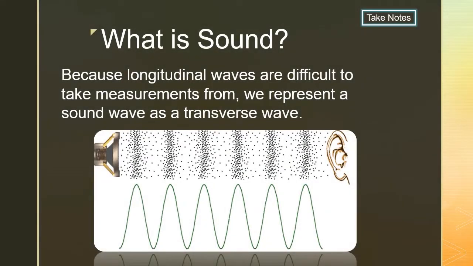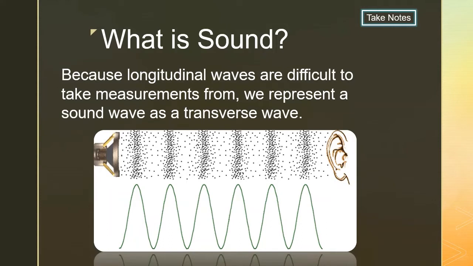So before we move on, I just want to make a point because it often confuses people. Sound is very definitely a longitudinal wave, but because when we look at a series of compressions and rarefactions, it's very difficult to take measurements of things like amplitude and wavelength, we never show a sound wave on an oscilloscope or on a screen as a longitudinal wave. We always show it as a transverse wave. It's not a transverse wave. We are just representing that longitudinal wave as a transverse wave because then it's much easier to take things like wavelength and amplitude from it.